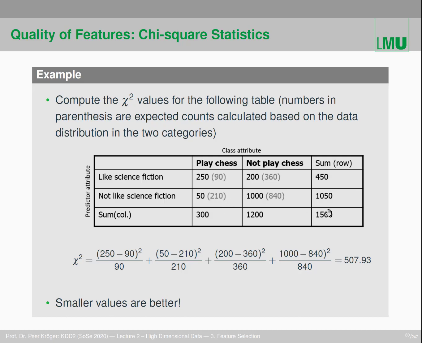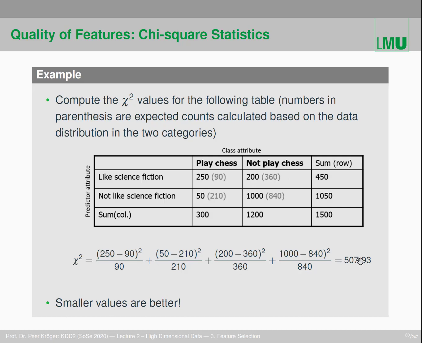Completely wrong. I'm sorry. 20% of those here are of course 210, and 80% of those ones here are of course 840. Sorry. Those are of course the expected values here, and the same holds true here. So 20% of 450 should play chess, so 90 should play chess, and out of those 450, 80%, so 360, should not play chess. And now you can compare those.